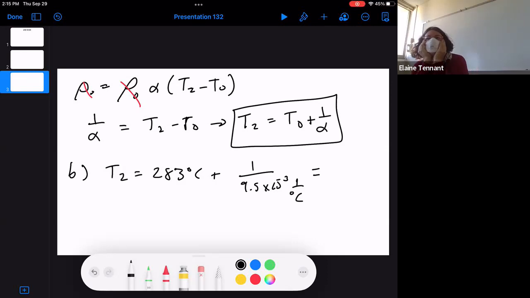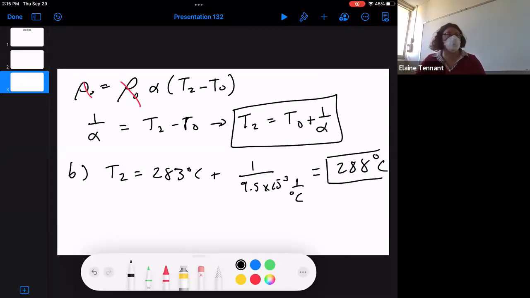As temperature increases, does resistance increase or decrease? Increase, right? So if I've said resistivity has increased, then you probably should be telling me that temperature has increased. So I expect T2 to be more than T naught. And if you run through this, you do get that T2 is more than T naught. Is that real good?